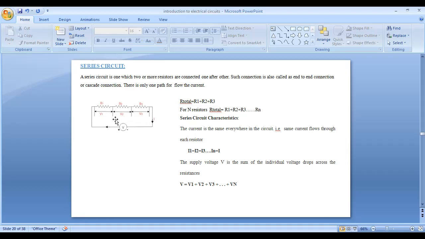So in the case of a series circuit, the total resistance is R1 plus R2 plus R3. If we connect resistors in series, then the total resistance is R1 plus R2 plus R3, and so on up to Rn.